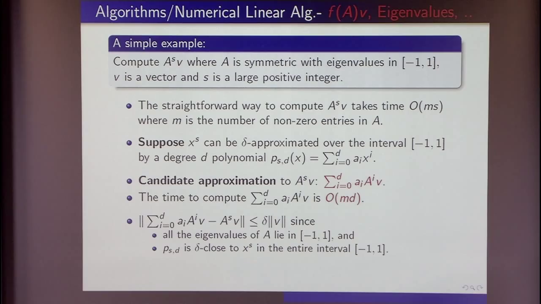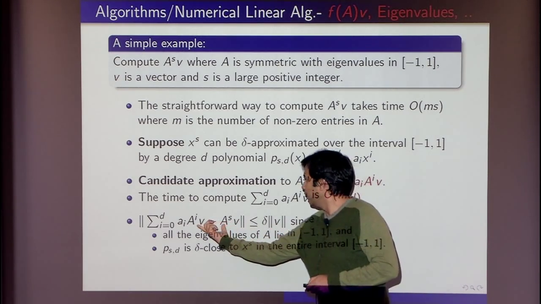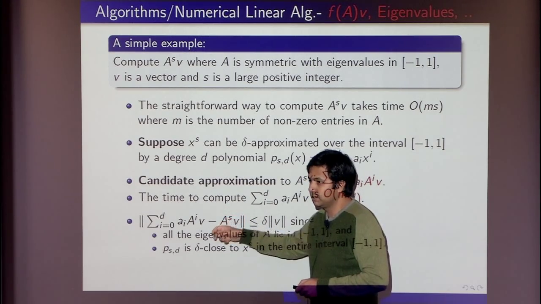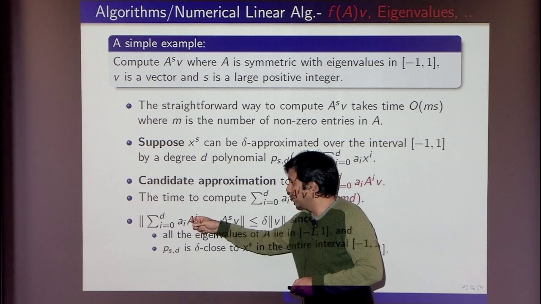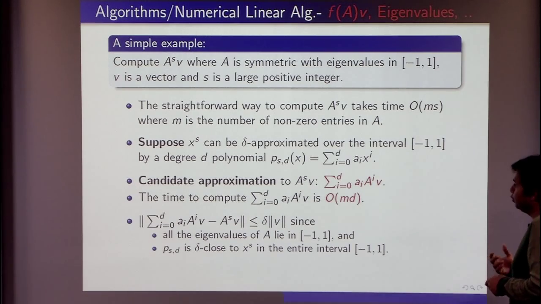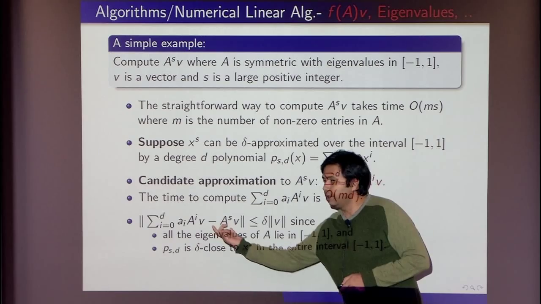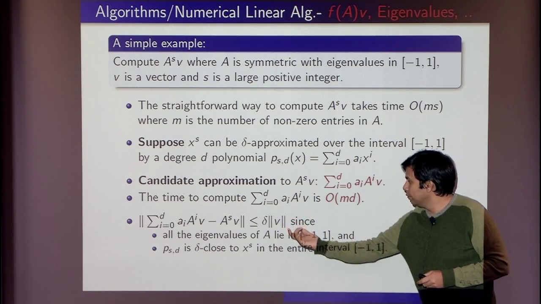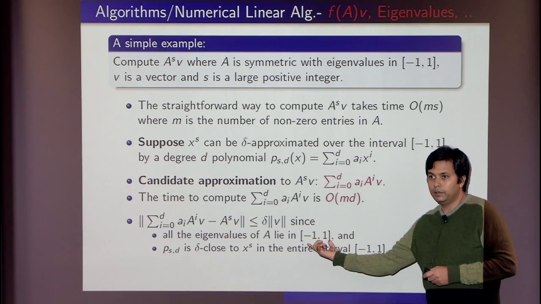Right? We know that these matrices are simultaneously diagonalizable, so if I plug in an eigenvector here, what I'm going to get is lambda to the s and the summation of a_i lambda to the i. Okay, and this is where we use this property that while we don't know exactly the eigenvalues of A, we do know that they are in this range -1 to 1. But our approximation was close in the entire range, right?